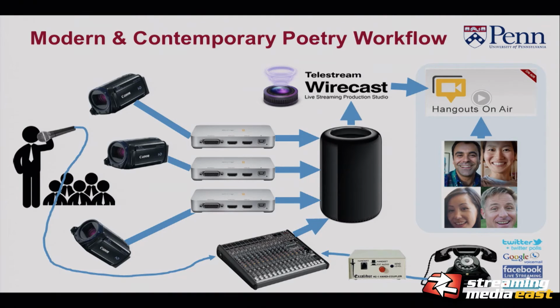Now, Google Hangouts on Air basically is our method of distribution to the world. Basically, when we create a Google Hangout on Air, we get an iframe embed code that we can copy and paste into our course's web page. And Wirecast will create what's called a virtual camera output, which means that Hangouts on Air will see the feed from Wirecast as if it's a USB camera. So it works out really well for us.